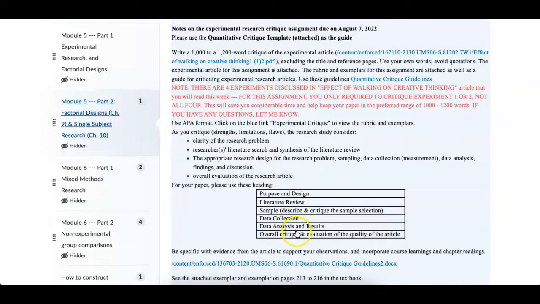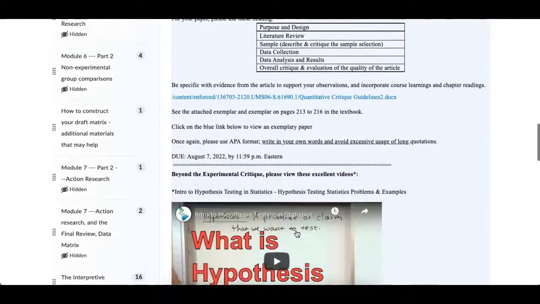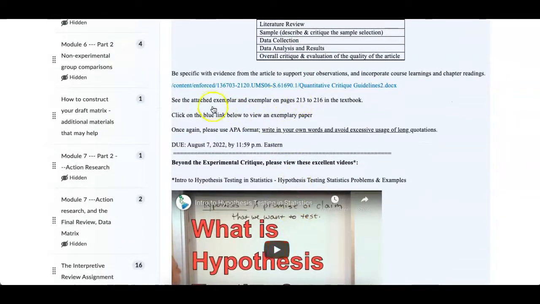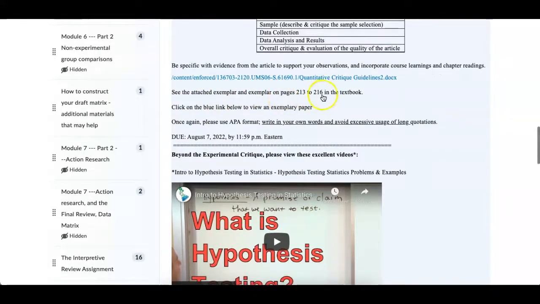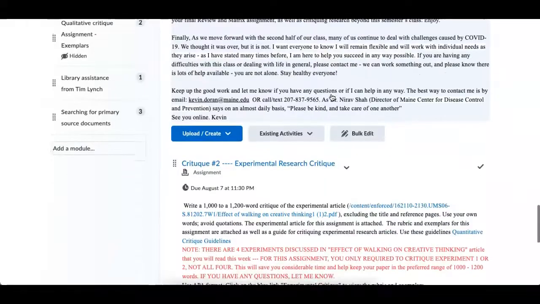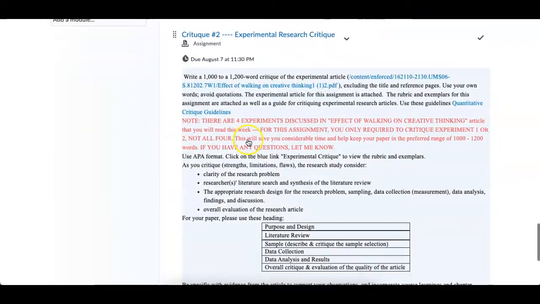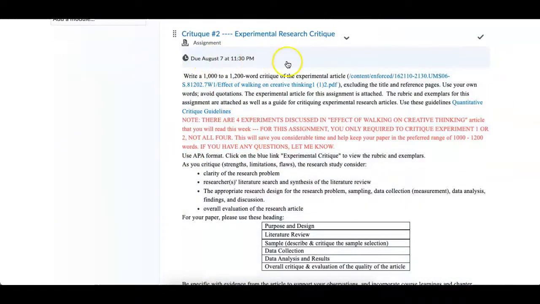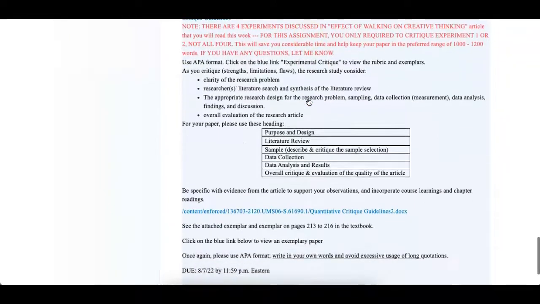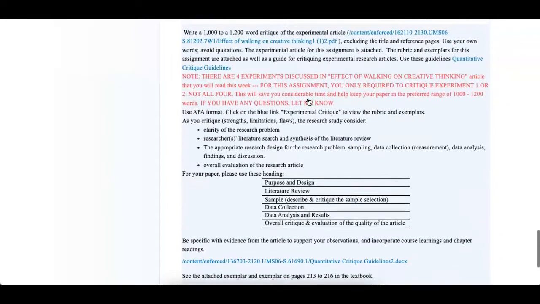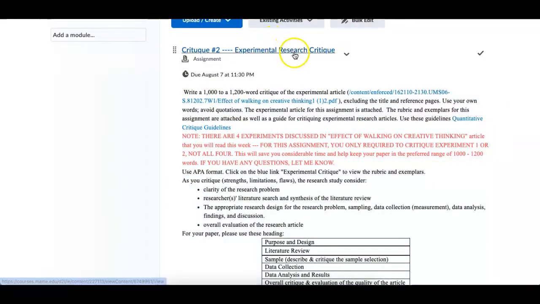Here are the chapter headings. There's an exemplar, a lot of videos. Once again, we have the critique. As you can see, it's due on the 7th, August 7th. I'll click on that, just so everybody is familiar with this.